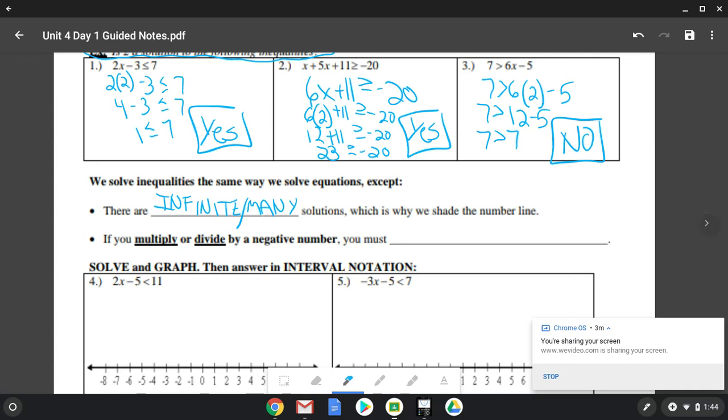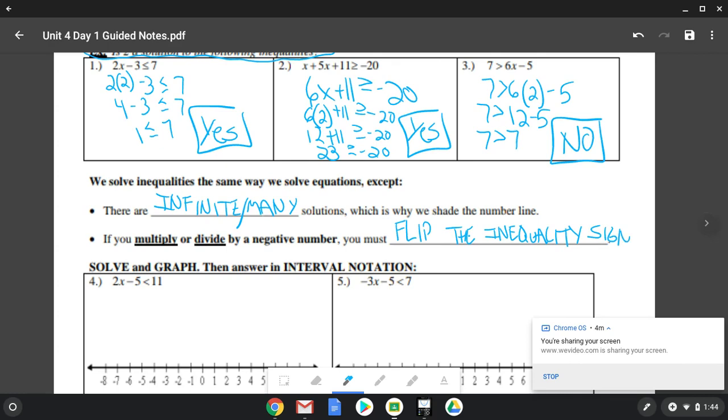If you multiply or divide by a negative, this is the only difference between an equal sign solving and an inequality sign solving. If you divide or multiply by a negative, you have to flip the inequality sign. If it's a greater than sign, it should become a less than, and vice versa. So if you divide or multiply by a negative, you've got to flip the inequality sign.